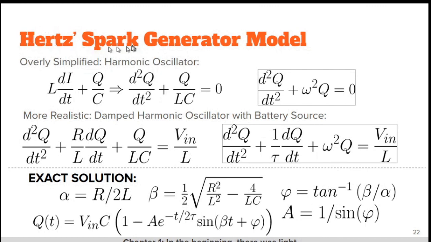So, the Hertz spark generator, we can model this system. And how can we model the system? So first, let's finish our conversation about this overly simplified harmonic oscillator. The second derivative of Q with respect to t plus Q over LC can be written in this way. So d²Q/dt² plus, and I'll call this omega squared times Q. Now, why do we choose omega squared in particular to represent 1 over LC?